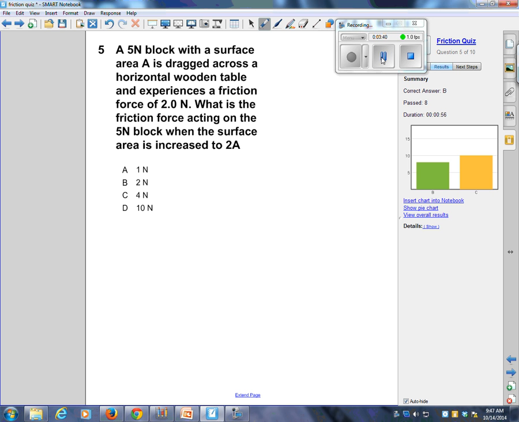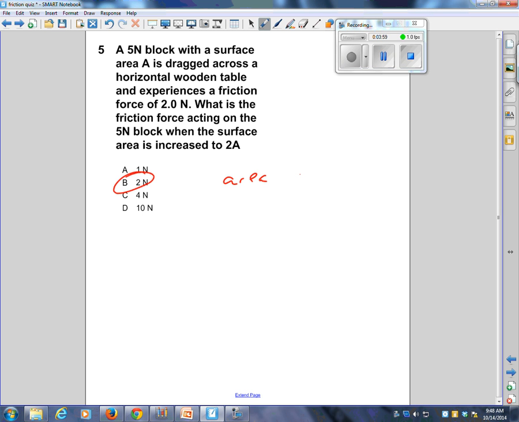A 5 Newton block with a surface area A is dragged across a horizontal wooden table and experiences a friction force of 2 newtons. What is the friction force acting on the 5 Newton block when the surface area is increased to 2A? And the answer is exactly the same. How come? Because area does not matter. Okay? The area does not matter.